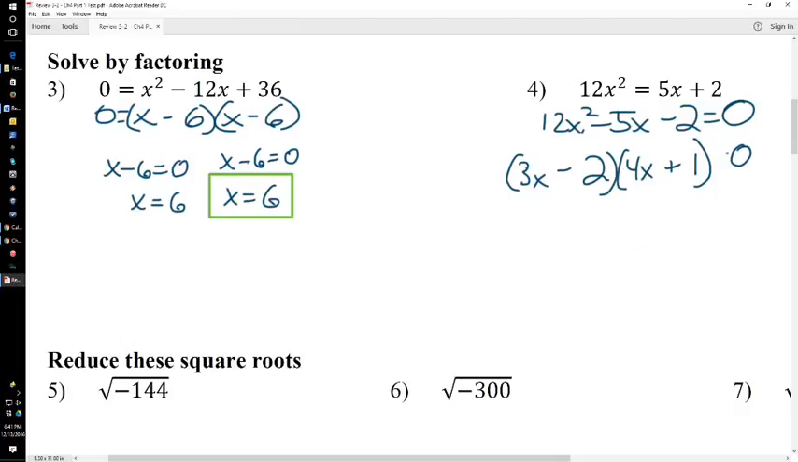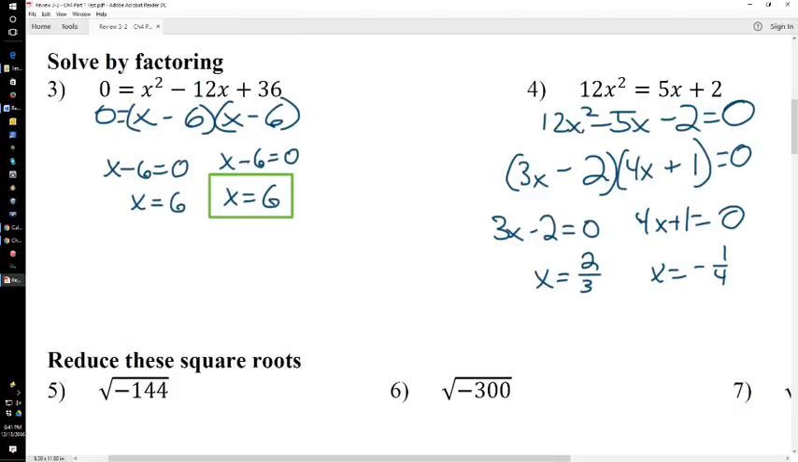From here, to actually solve, we need to set them equal to 0. So 3x minus 2 equals 0, and when we solve, we get x equals positive 2/3. And on this one, we do 4x plus 1 equals 0. And when we solve, we get x equals negative 1/4. So your answers for these ones are x equals negative 1/4 and positive 2/3.